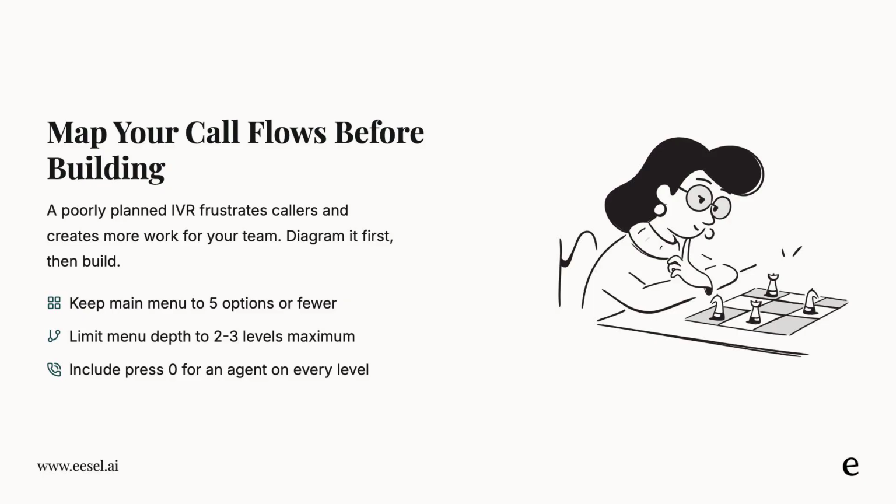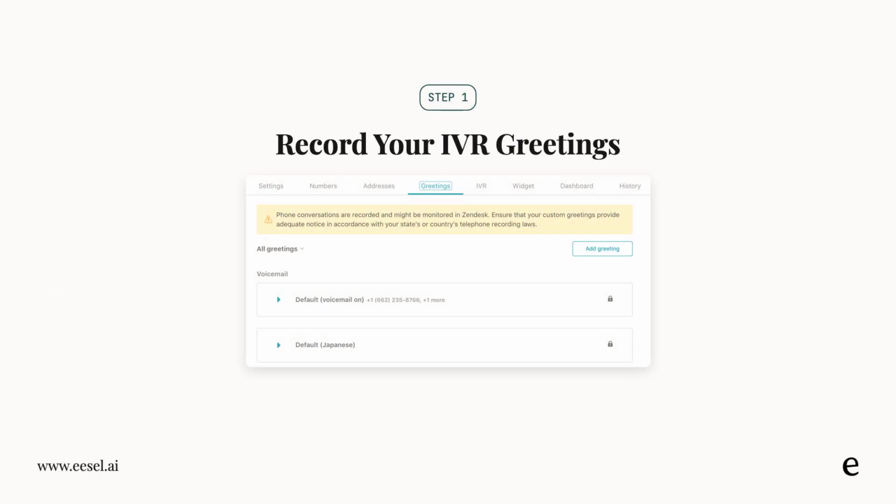Head to Admin Center, then Talk, then the Greetings tab. Click Add Greeting, name it clearly, and choose IVR as the type. Script it carefully by stating the option first, then the key press. For example, for sales inquiries, press 1.